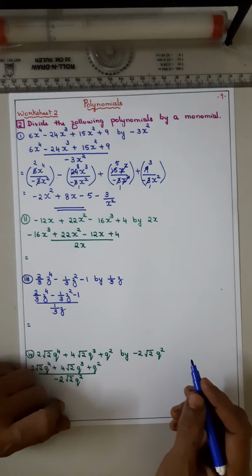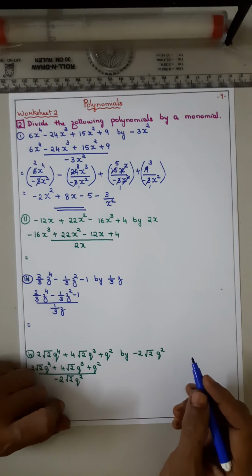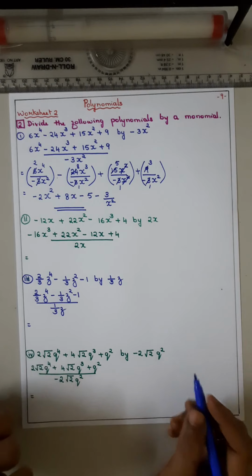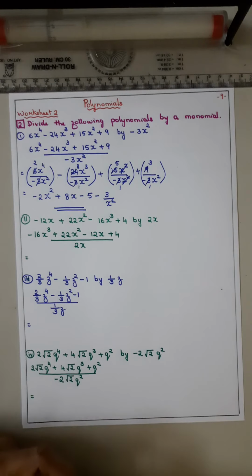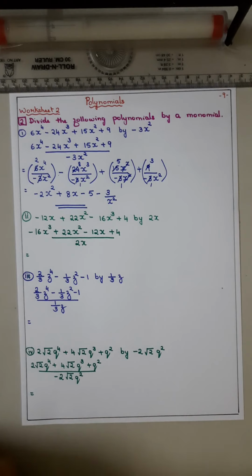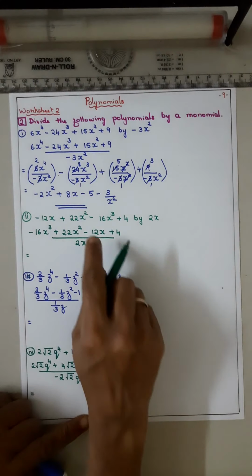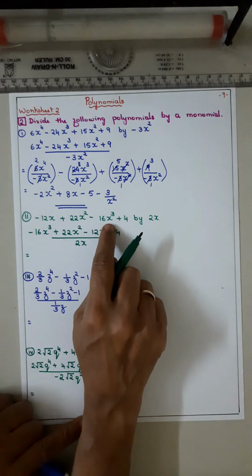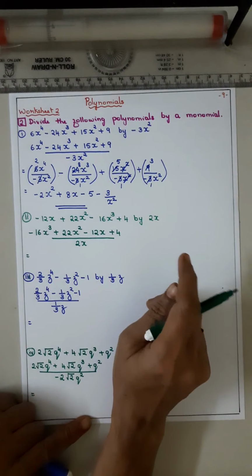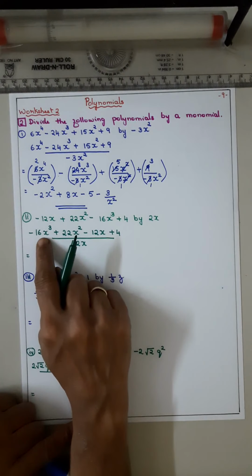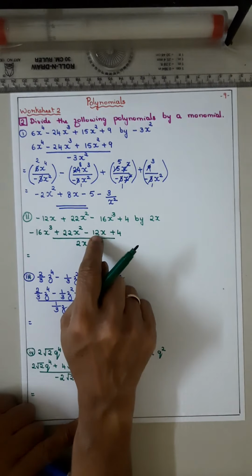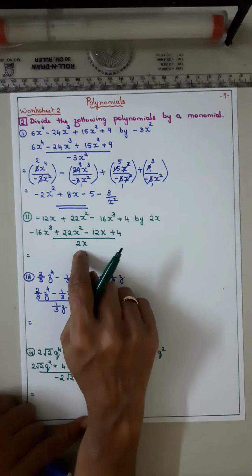So first sign, then the numbers, then the alphabets. Solve it in that way. Okay, now coming to the second sum. It is 12x minus 12x plus 22x squared minus 16x cube plus 4. First write it in the standard form. So first it will be minus 16x cube, then plus 22x squared minus 12x plus 4 upon 2x.